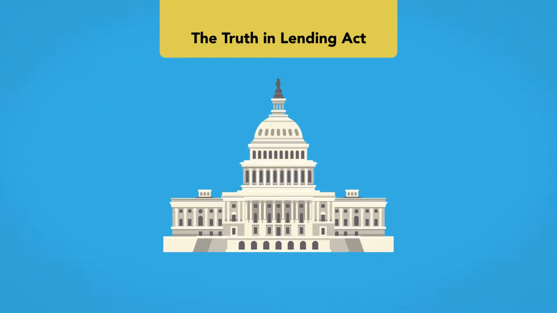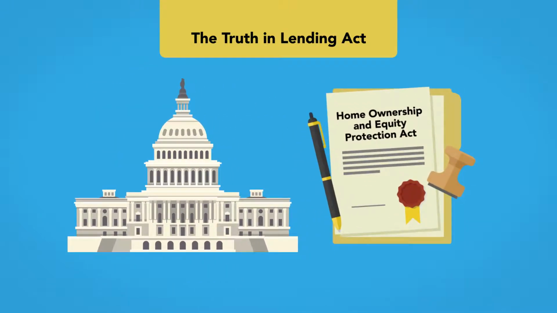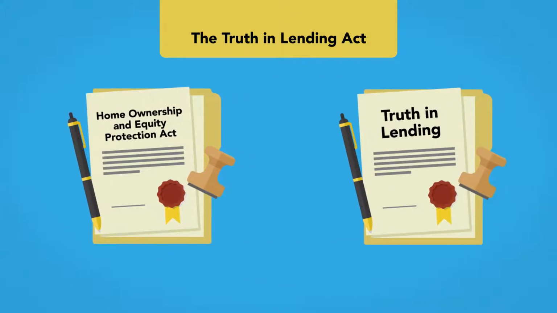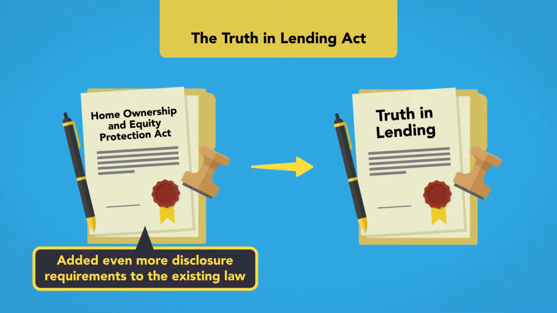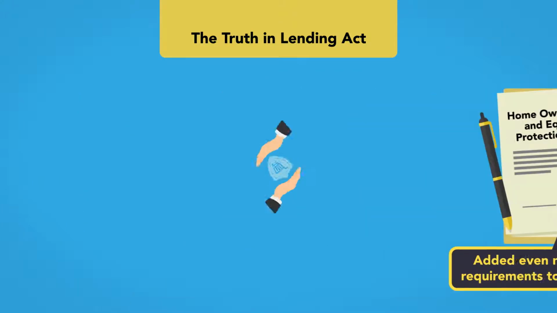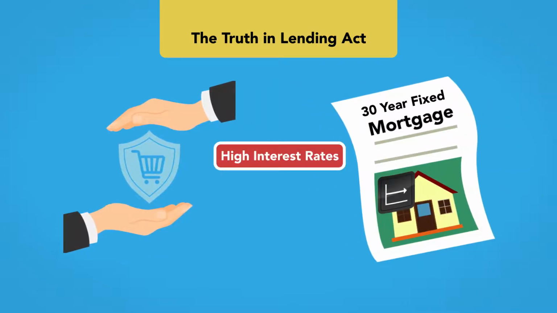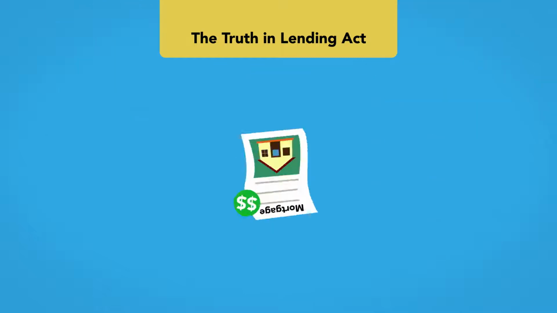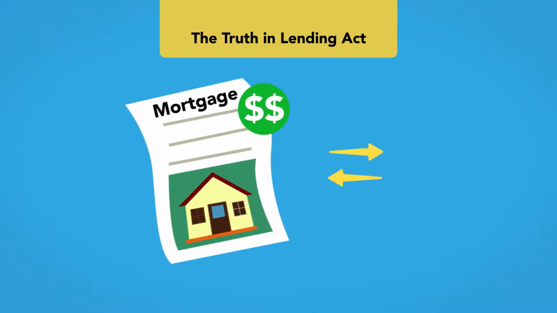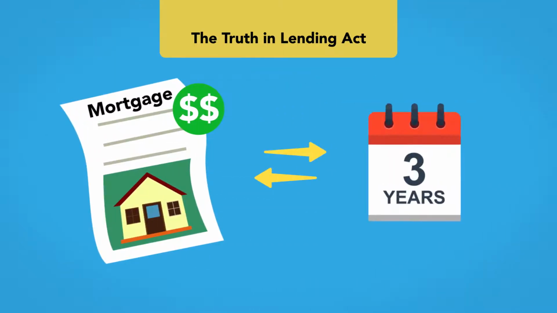In 1994, Congress passed the Home Ownership and Equity Protection Act, which amended TILA to add even more disclosure requirements to the existing law. It addressed some consumer protection issues pertaining to closed-end mortgages that charged high interest rates or fees. Now, certain higher-priced mortgages may be rescindable for up to 3 years after closing.